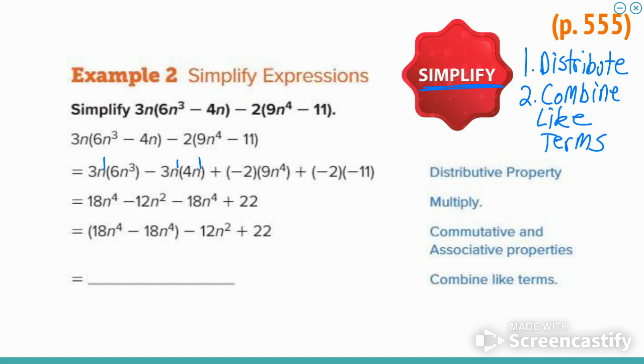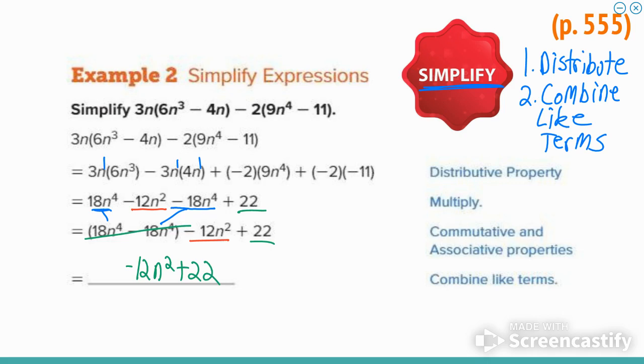So in that last line here, it looks like we had 18n to the fourth, negative 12n squared, minus 18n to the fourth, plus 22. Remember, like terms are same variable with the same power. So 18n to the fourth has a like term of minus 18n to the fourth. So we group those here. And that negative 12n squared does not have another like term, so we just list that out. And the same thing with 22. But when we combine 18n to the fourth minus 18n to the fourth, that just cancels out. And so all we're left with is negative 12n squared plus 22. Very good.